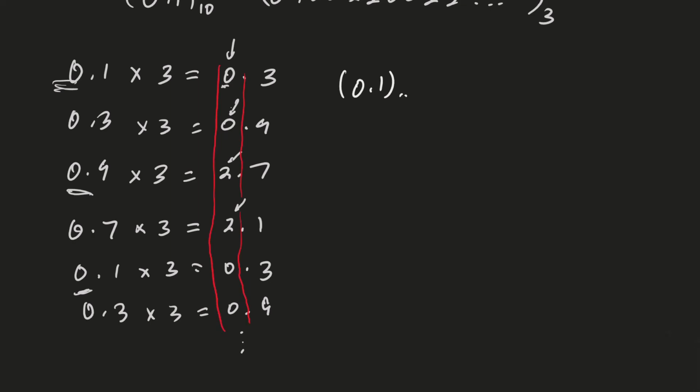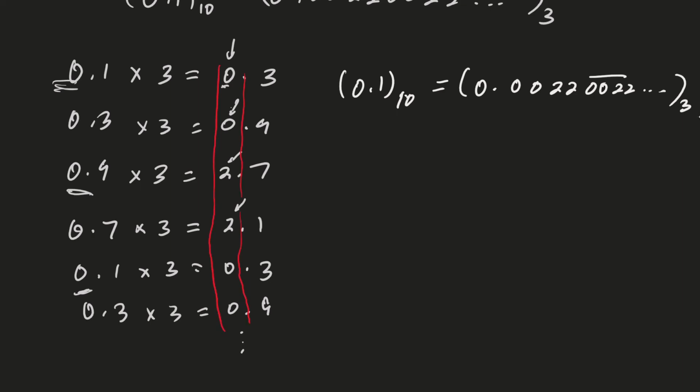And so what we've concluded then is that 0.1 base 10, whoops, I'm getting a message from Windows. Thank you, Windows. 0.1 base 10 is 0.00220022, and so on. Base 3. Good. And so that's the shortcut.